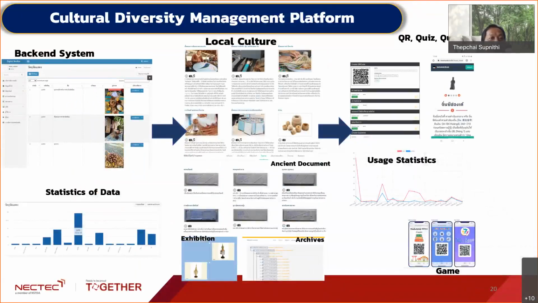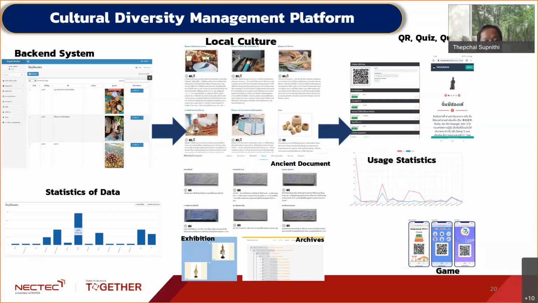There are three types of platform that we have developed. The first one is the cultural diversity management platform. We have a back-end system that people can easily log in to and collect or digitize data on their own, and we also give them statistics of the data, because they can categorize the type of the data by themselves, since each local community has its own content, and they can display the local culture like this.